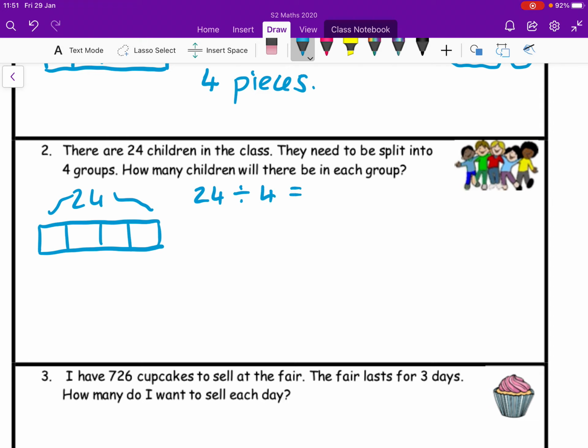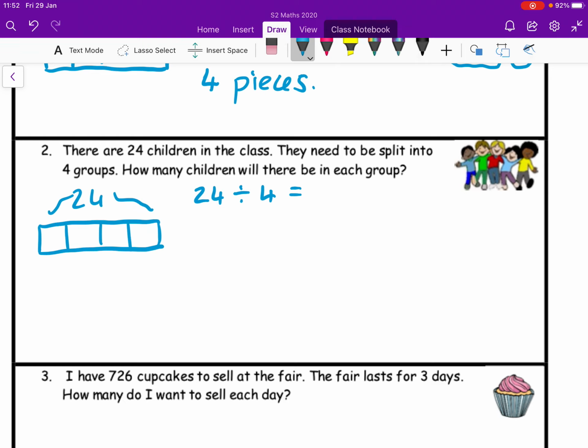So you're trying to think of how many groups of 4 can you get in 24? Okay, that's what the division sum is actually asking. How many groups of 4 are there in 24? Now again, if you wanted to draw that out quickly, it wouldn't take you long. It's a little bit of hassle, but if you needed it, there's no issue with that.